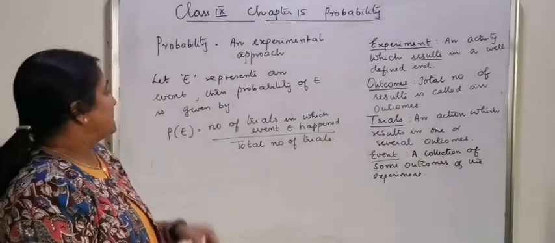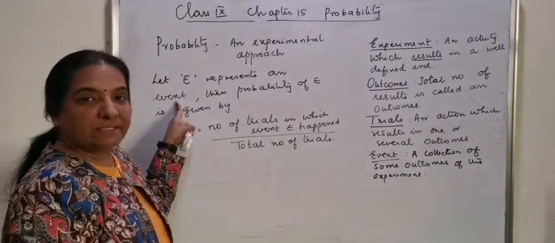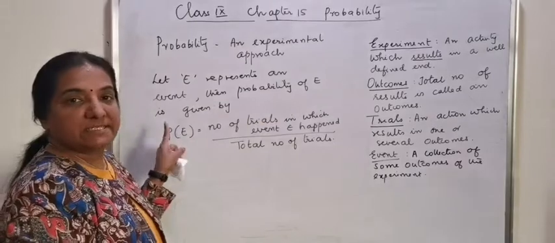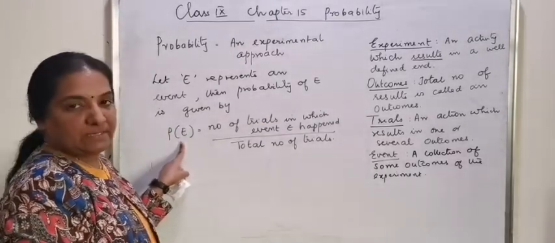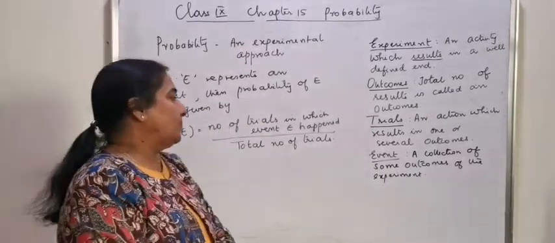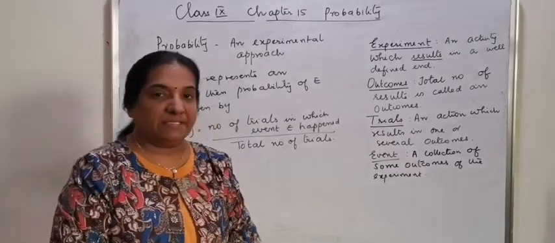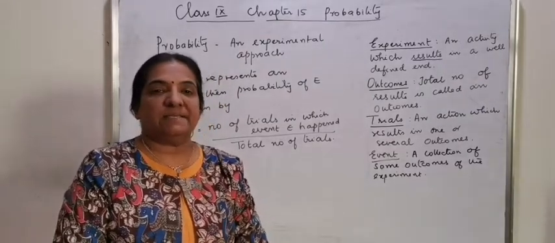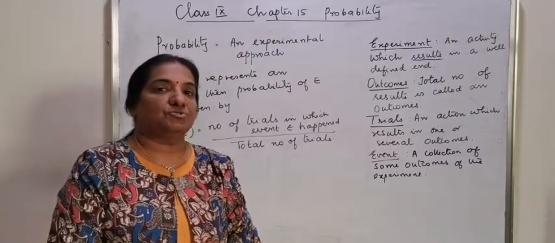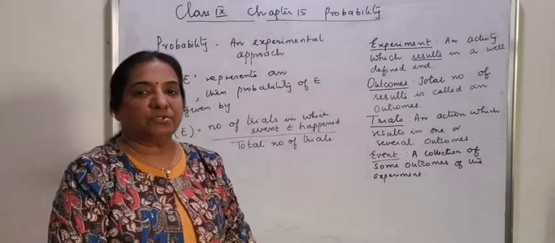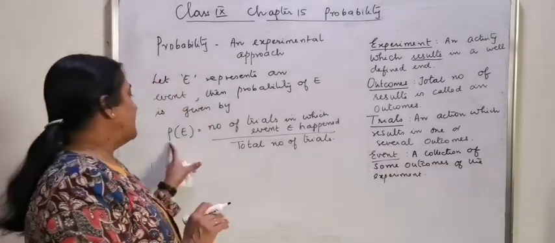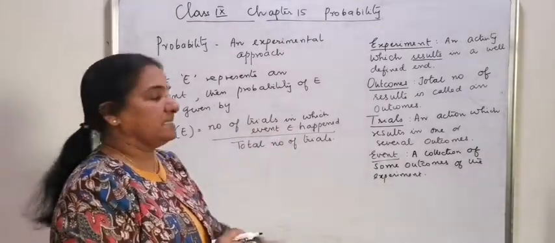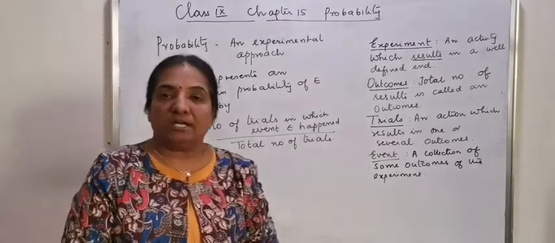Let E represent an event in a particular experiment. Then the probability of that event is given by P of E is equal to the number of trials in which the event E happened divided by the total number of trials. This is the basic formula or statement you should write in any questions related to probability.